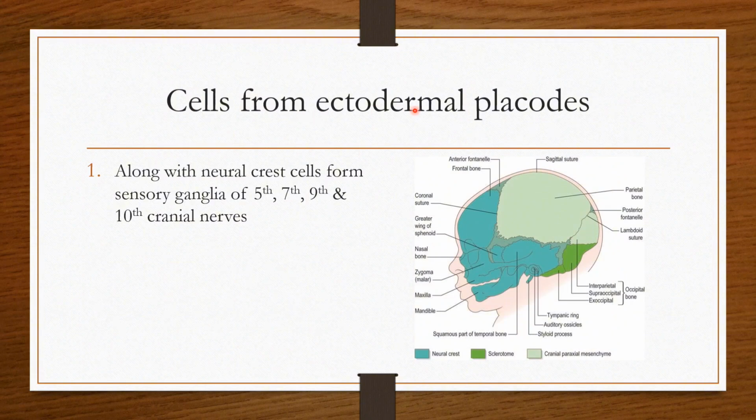Now the cells from the ectodermal placodes are the fourth source. Along with the neural crest cells, they will form the sensory ganglia of the 5th, 7th, 9th and 10th cranial nerves.